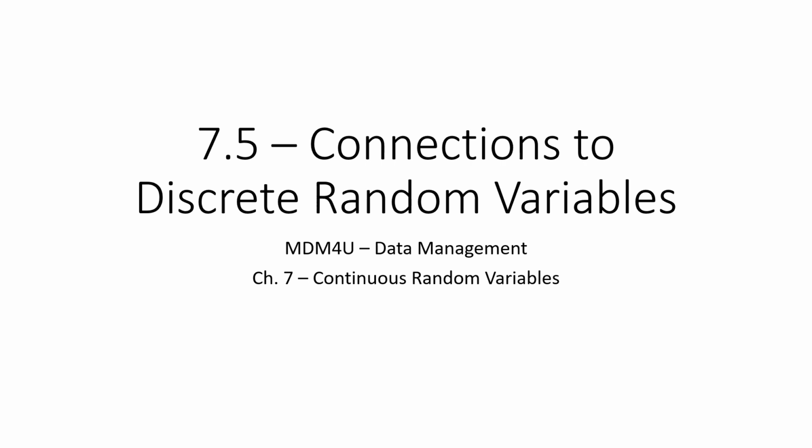Hi everyone, in this video I'm going to cover the final lesson for chapter 7. We are going to look at connections to discrete random variables. So we're going to go back to things we learned in chapter 4 regarding the binomial and hypergeometric distribution, and we're going to compare them to the normal distribution.